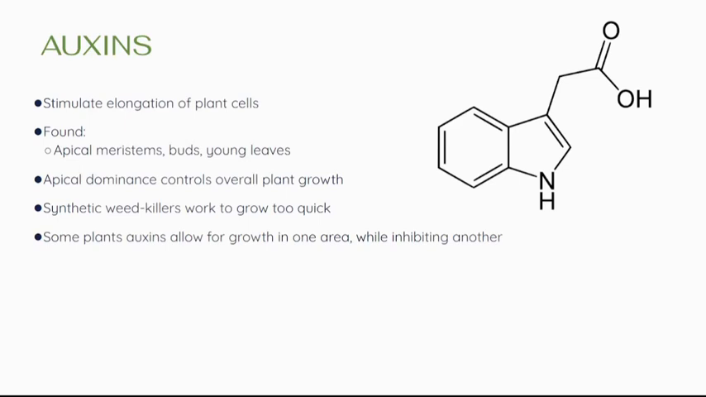Some plant auxins allow for growth in one area while inhibiting others. So that's what I just said. You can have the plant growing upwards but not growing sideways. It's quite simple.